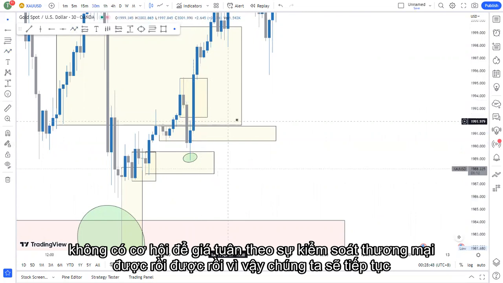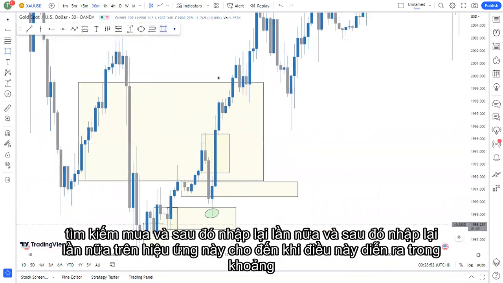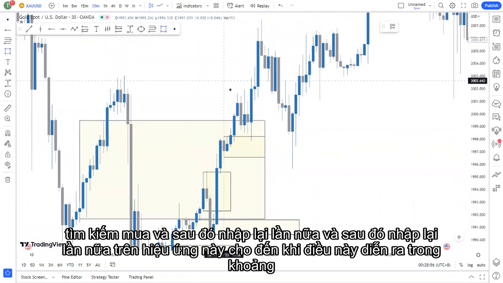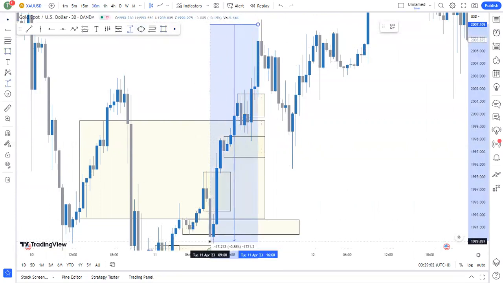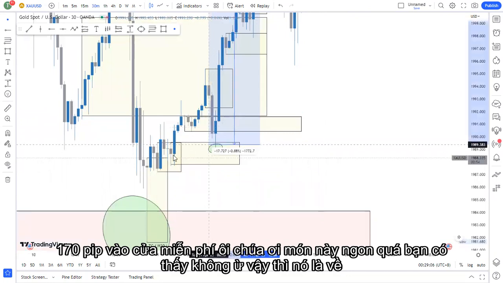Okay, confirmations. So we are going to continue looking for buy, and then re-entry again, and then re-entry again on this EF, for about 170 pips of re-entering. Oh my god, this is so delicious.